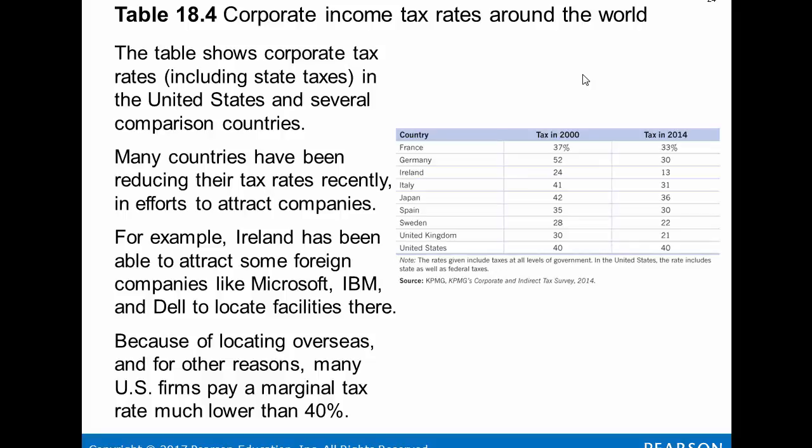In 2000, France had a tax rate of 37%. We're going to compare this to 2014. France has dropped the rate from 37 to 33.